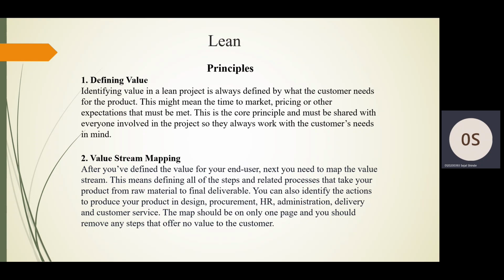The second one is value stream mapping. After you have defined the value for your end user, next you need to map the value stream. This means defining all of the steps and related processes that take your product from raw material to final deliverable. You can also identify the actions to produce your product in design, procurement, HR administration, delivery, and customer service. The map should be on only one page and you should remove any steps that offer no value to the customer.